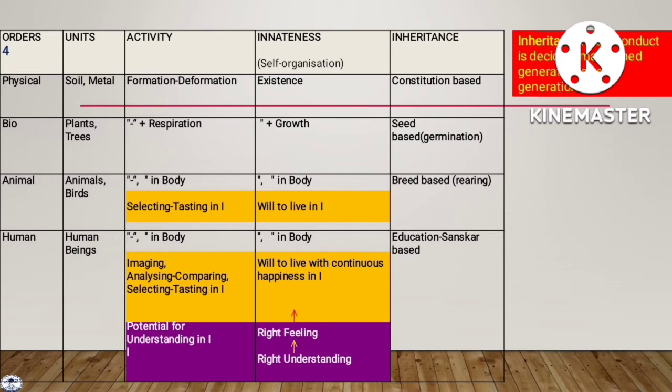Next, coming to animal order, they transfer from one generation to another through breed, so rearing. A variety of breeding brings a variety of animals, insects, etc. Now human beings live generation to generation through education. So it is education-based. That means through education they spread the culture of a particular civilization. So the inheritance of human beings is spread through education.